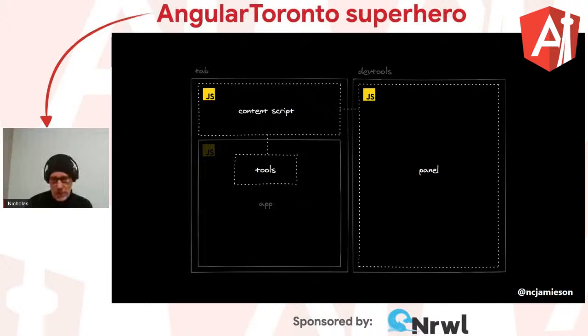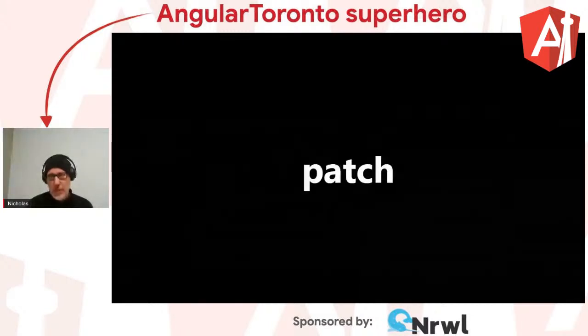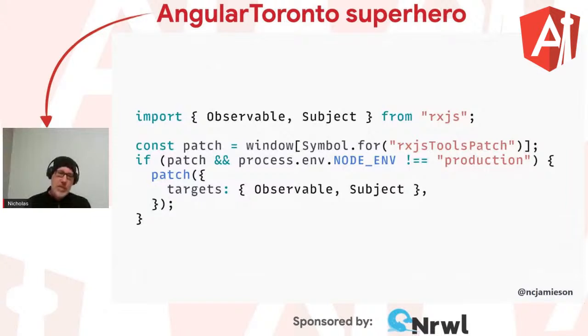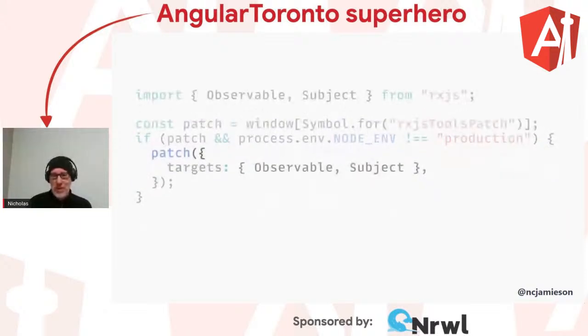You don't have to have any dependency on the RxJS tools to use them in your app. All you need to do is call patch. The way that the tools get hooked up to your application looks a little bit like this. This snippet of code is going to look for a particular symbol on window, the symbol that's been added to the window for the injected tools. That symbol has as its value a patch function. If you call patch and pass in the targets, which are the observable and the subject from your RxJS library, it will wire up your application to the tools.